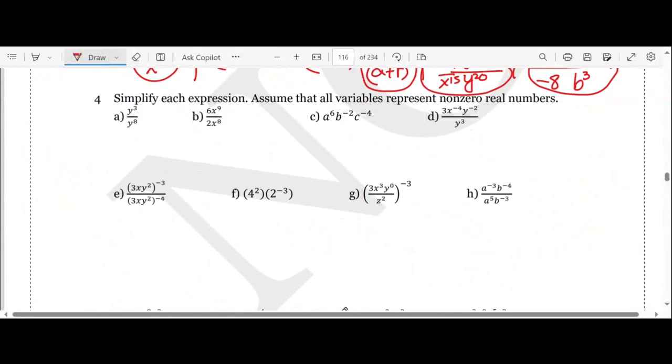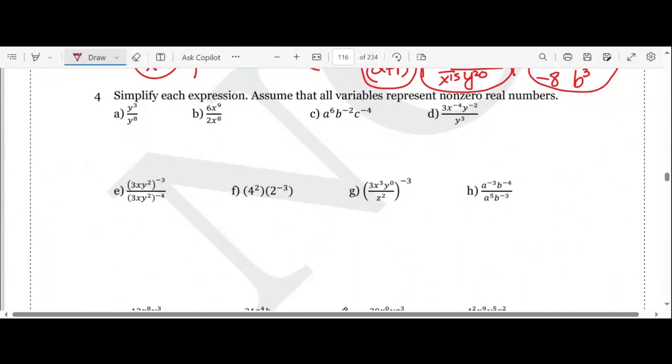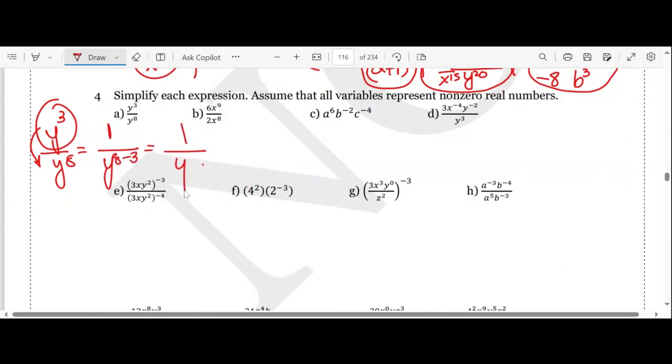We subtract the powers, right? Yes. Now here what do I have? y to the power of 3 over y to the power of 8. So I take this one and I bring it down. So it becomes 1 over y to the power of 8 minus 3, 1 over y to the power of 5. Clear?